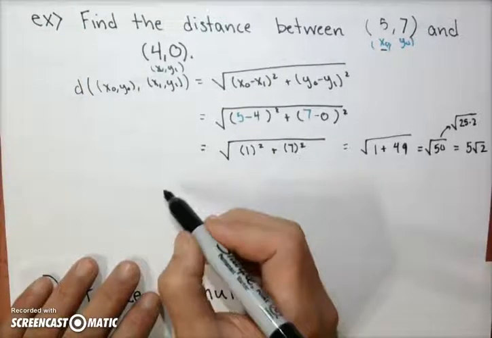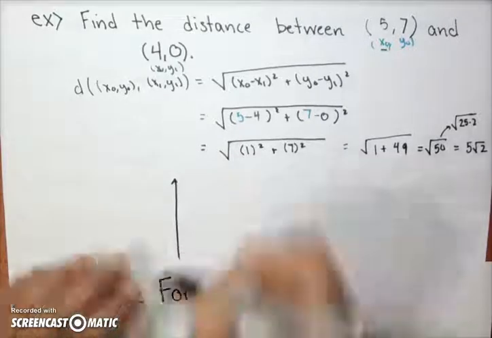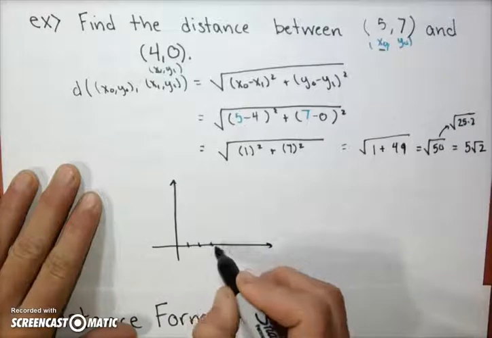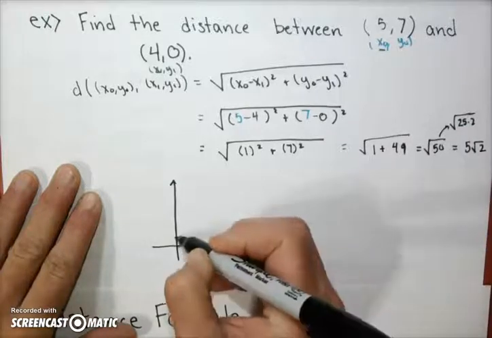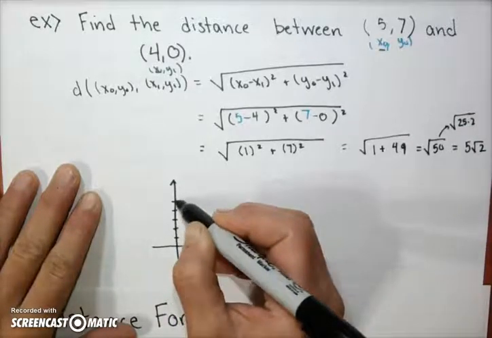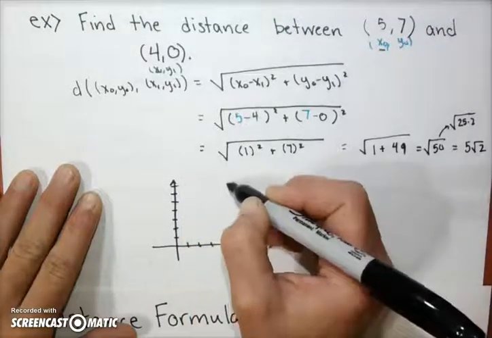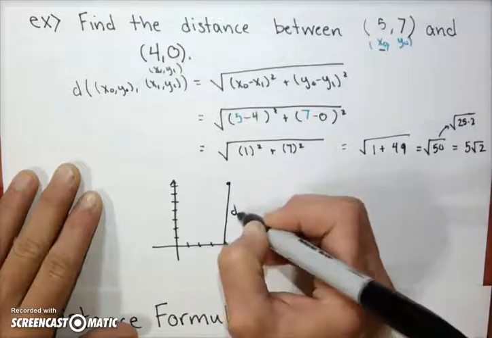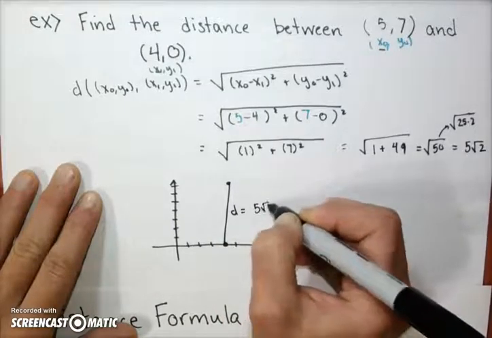And graphically, what we've just done is, if we have the points 4, 0 and 5, 7, we found this distance, d, to be equal to 5 root 2.